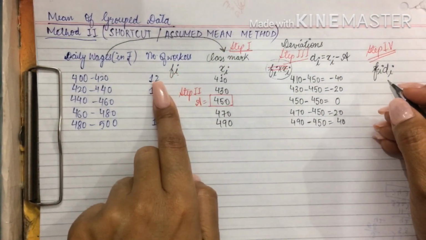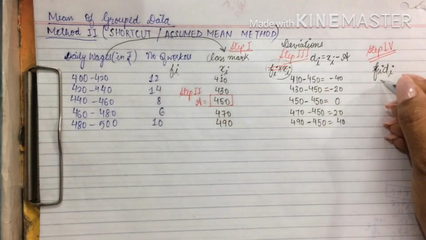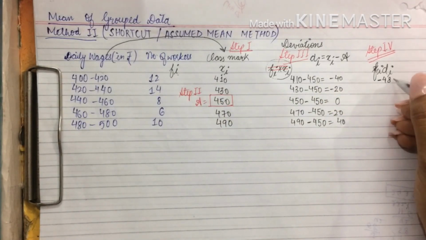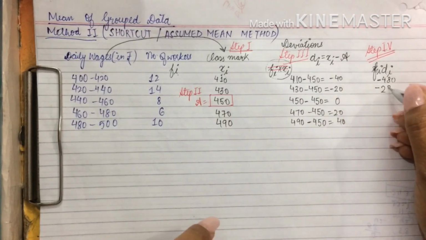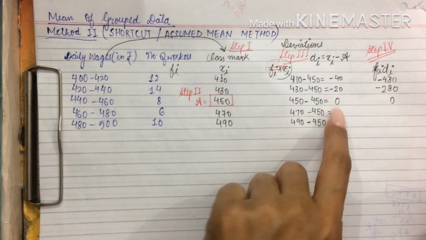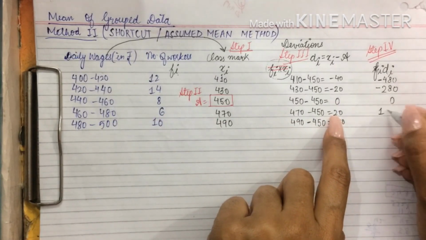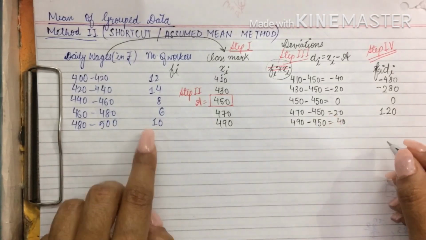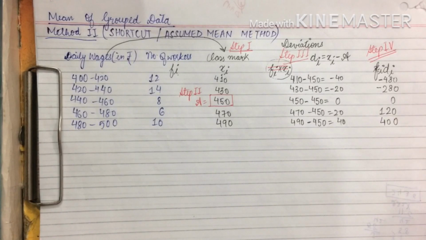Let's multiply the first frequency with the first deviation. This gives me minus 480. Second frequency with second deviation, minus 280. Third frequency with third deviation, 0. Fourth frequency with fourth deviation, 120, which is positive. The last frequency with the last deviation gives me 400.